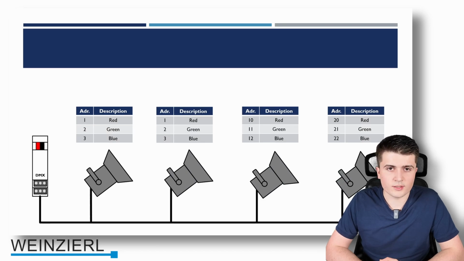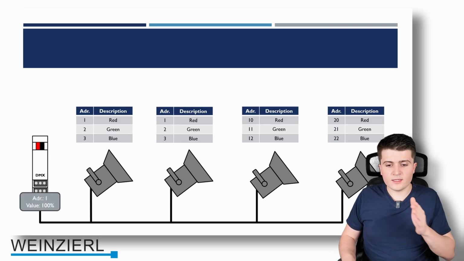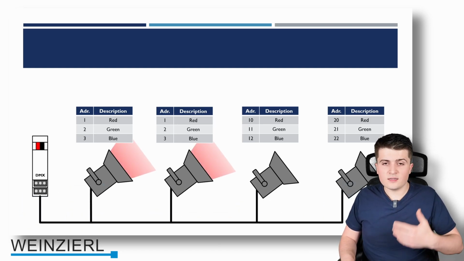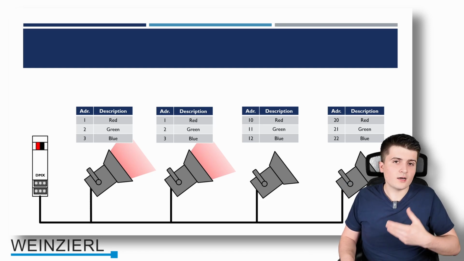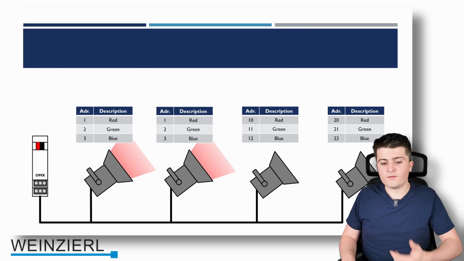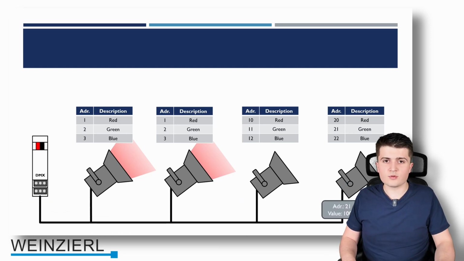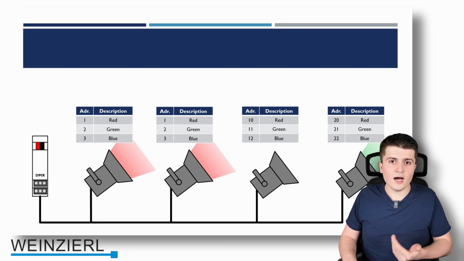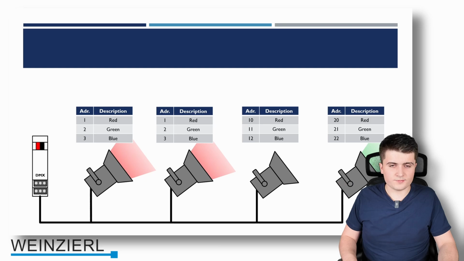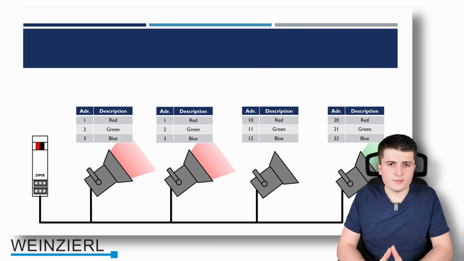Now if the DMX gateway sends a telegram at the address 1 with the value 100%, we can see that the first 2 lighting spots turn their red LEDs on to 100%. Now if the DMX gateway sends a value 100% to the address 21, we can see that the last spot turns its green LEDs on to 100%. Yeah, and that's basically all we need to know about DMX.